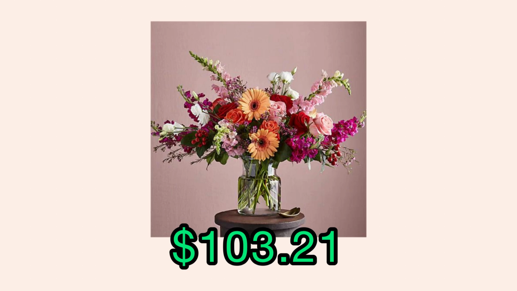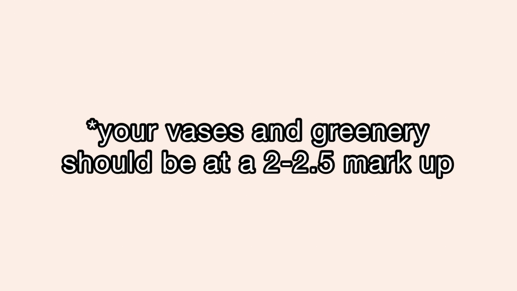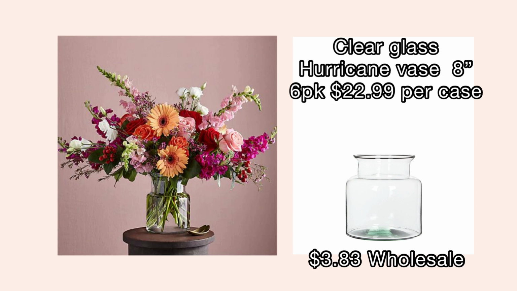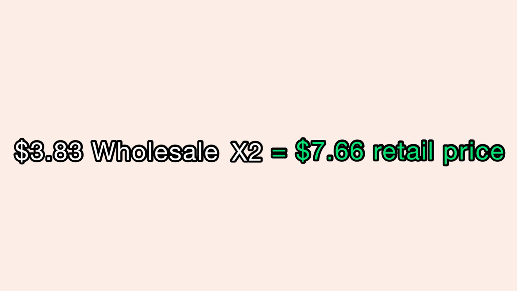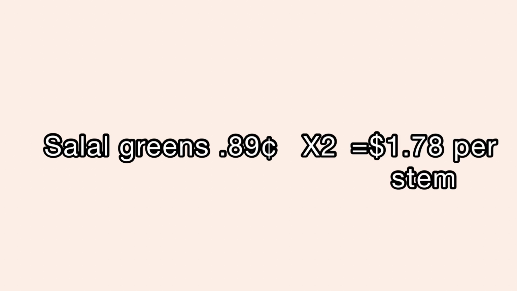So now that you have the cost of the flowers, you also want to factor in the cost of the vase and the greenery used to make this arrangement as well, which is something that I always forget to add in. Your vases and greenery should be at a 2 to 2.5 markup. I was able to find this exact hurricane vase on my wholesaler's website for $3.83, which is the price that I would pay. Now you're going to want to multiply that by 2 to get your retail price. And you're going to do the same thing with your greenery as well.